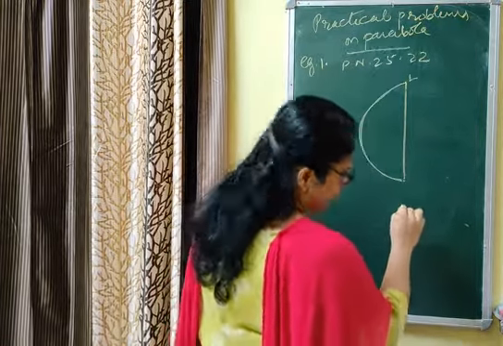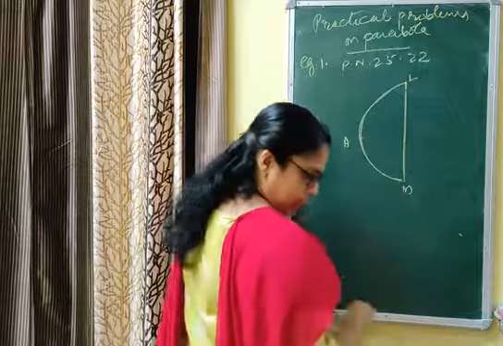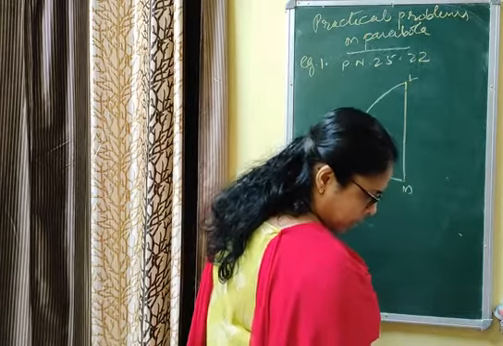And let us take its name as L. You can take any name, LM. And the parabolic reflector is 20 centimeter in diameter.